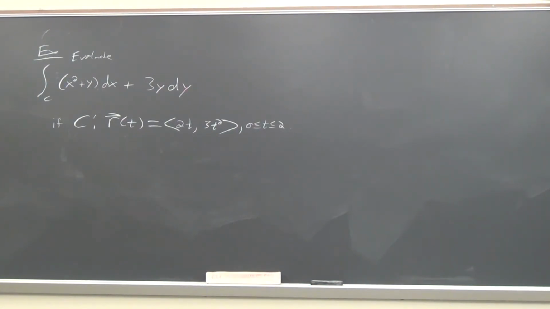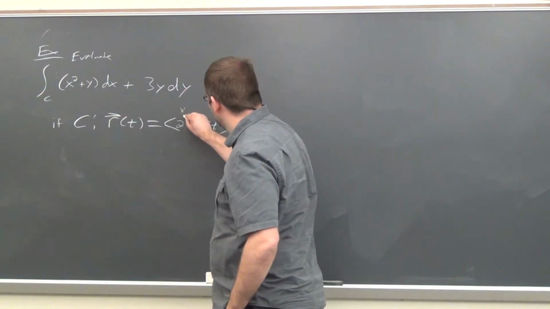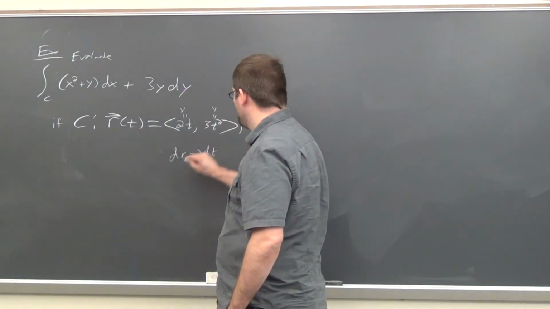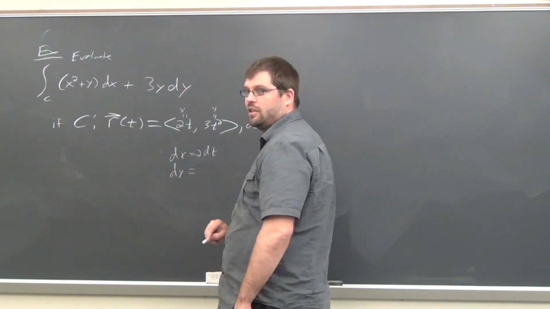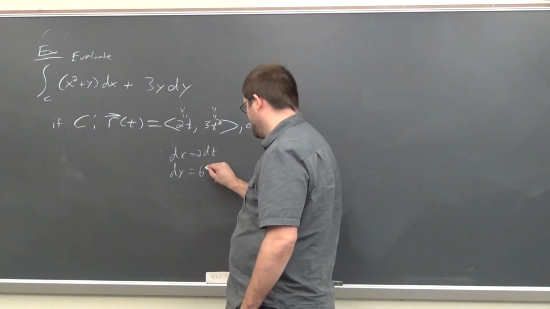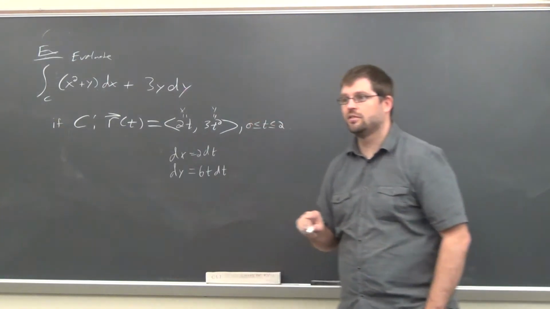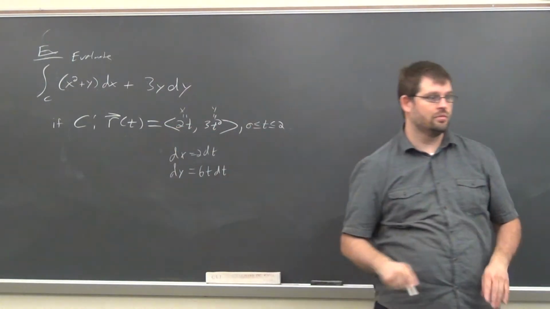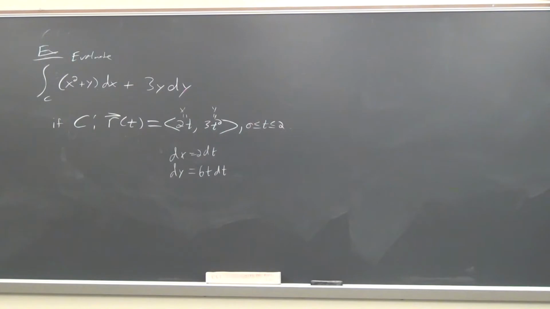So dx should be what? x is 2t, so dx is 2 dt. Does that make sense? Think of it like a substitution. If you did a substitution of x equals 2t, then dx would be 2 dt, the derivative of this times dt. And the same thing for y: dy is 6t dt. Does that make sense? So you'll plug these in for dx and dy, and plug this and this in for x and y. Try that real quick. It should be relatively fast.